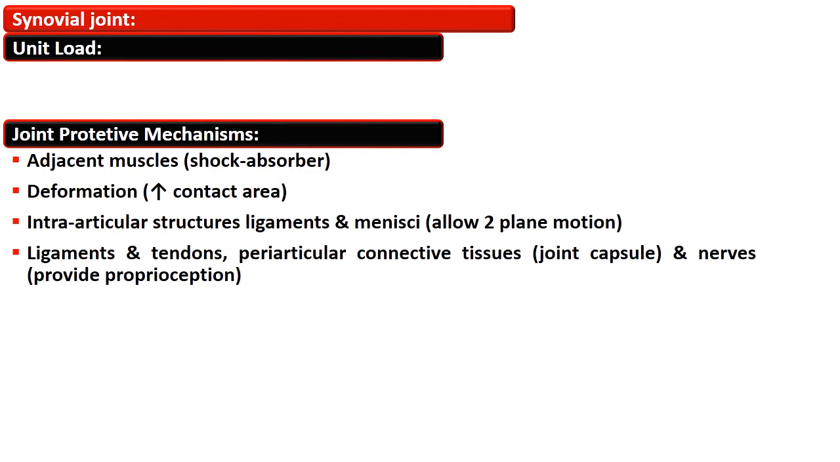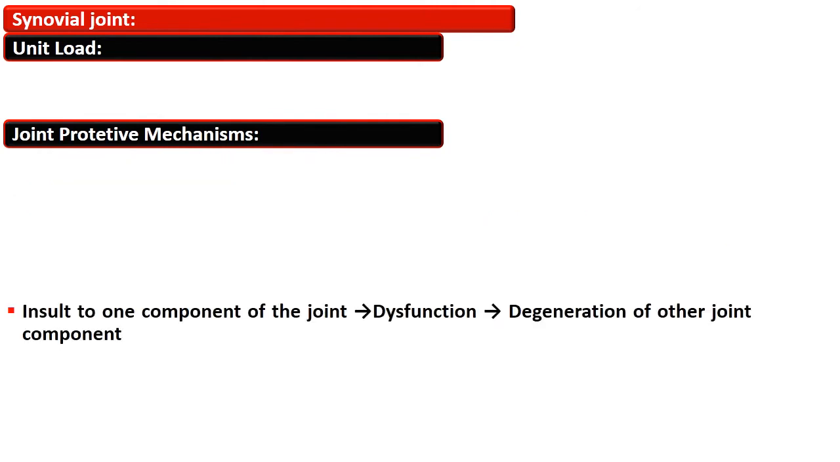If there is increased unit load on a joint, the joint deforms. This deformity results in increased contact area of the joint, and this increased contact area will obviously reduce the unit load on the joint. Then intra-articular structures such as ligaments and menisci also allow two-plane movement, and they reduce the unit load on the joint. Ligaments, tendons, periarticular connective tissue, and nerves are all important protective mechanisms of the joint which decrease or control the unit load.